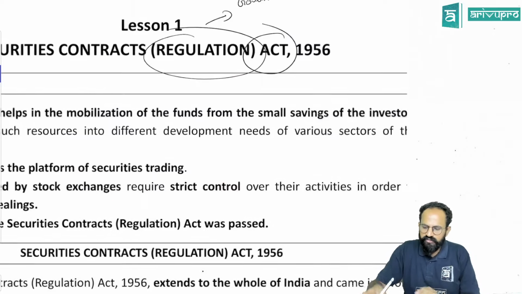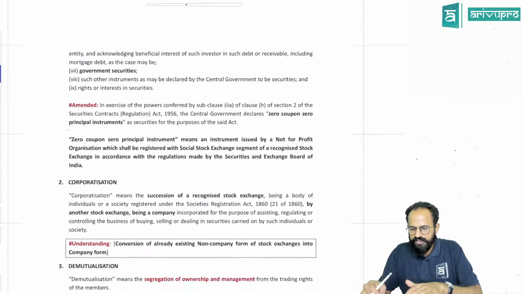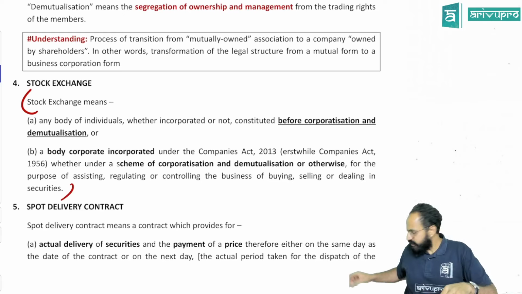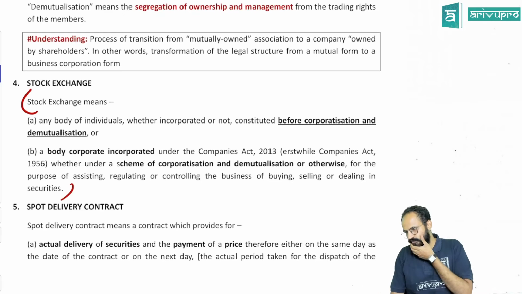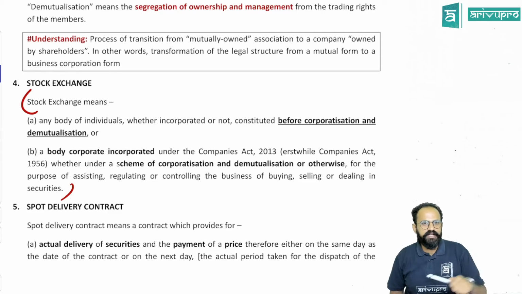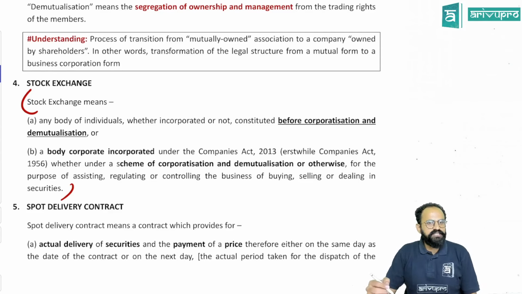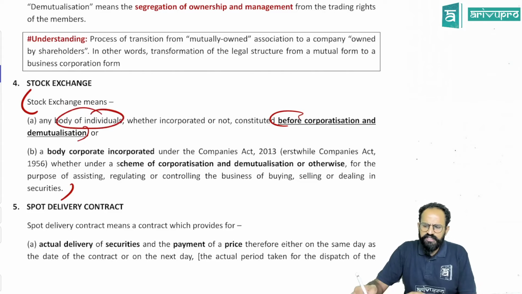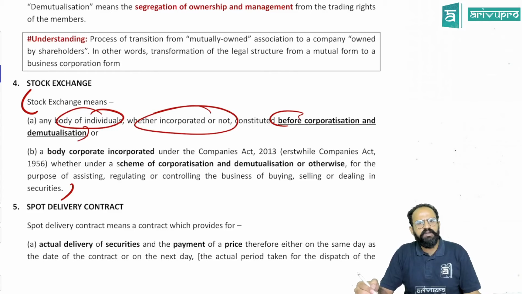Now, once you have understood this, try to read the definition of stock exchange. Let me know if you understand. Definition of stock exchange. Clear? Correct? So, what is a stock exchange? Before corporatization and demutualization, meaning before 1956, how were stock exchanges carried on? Body of individuals, whether incorporated or not. So societies were there, bodies of individuals were there, associations were there. That was also called a stock exchange only.